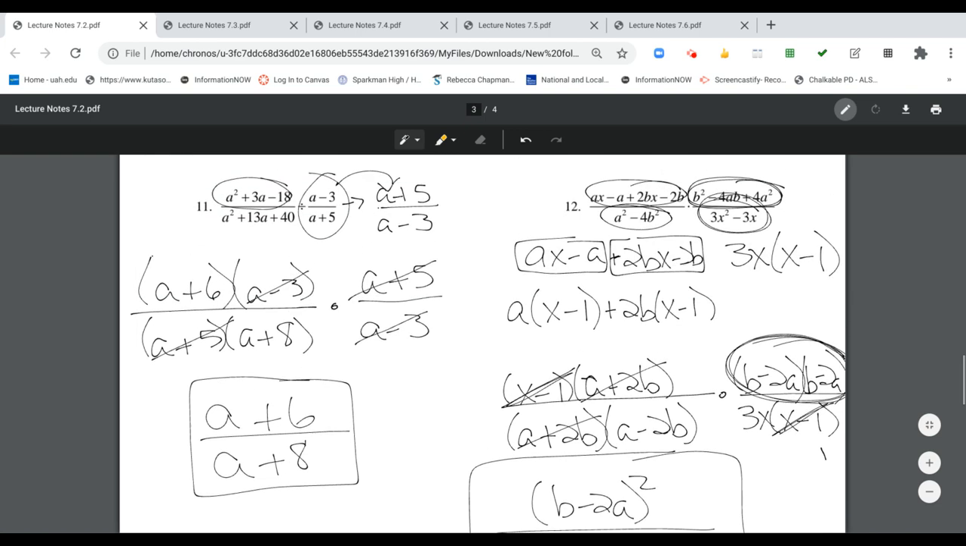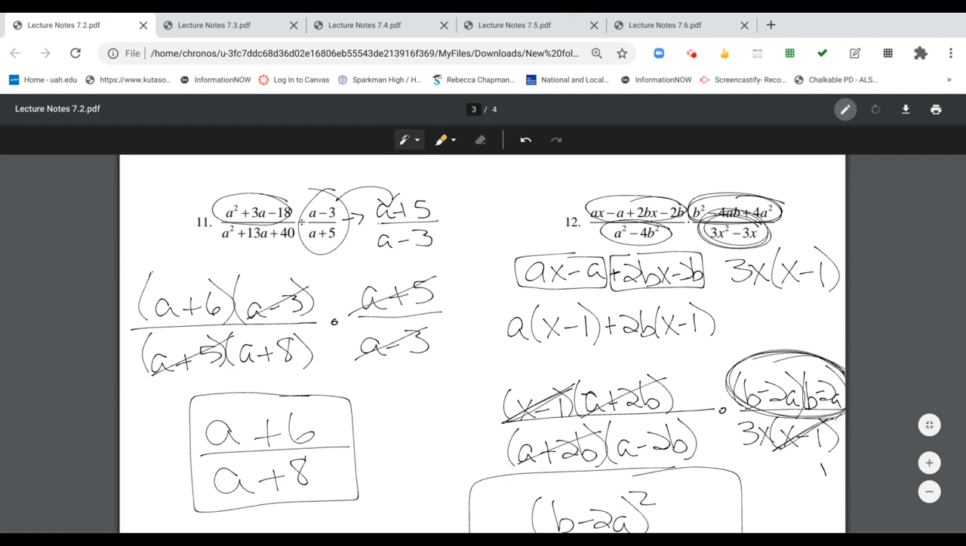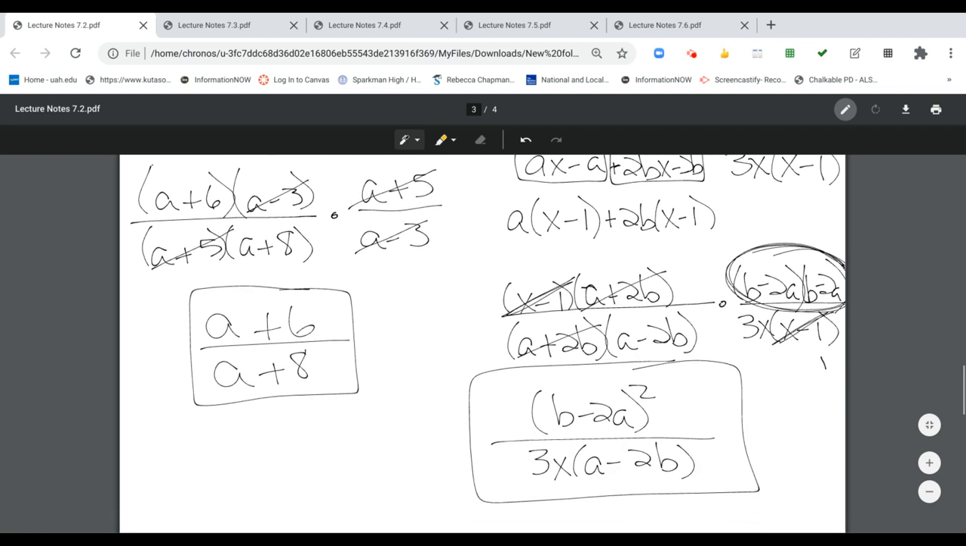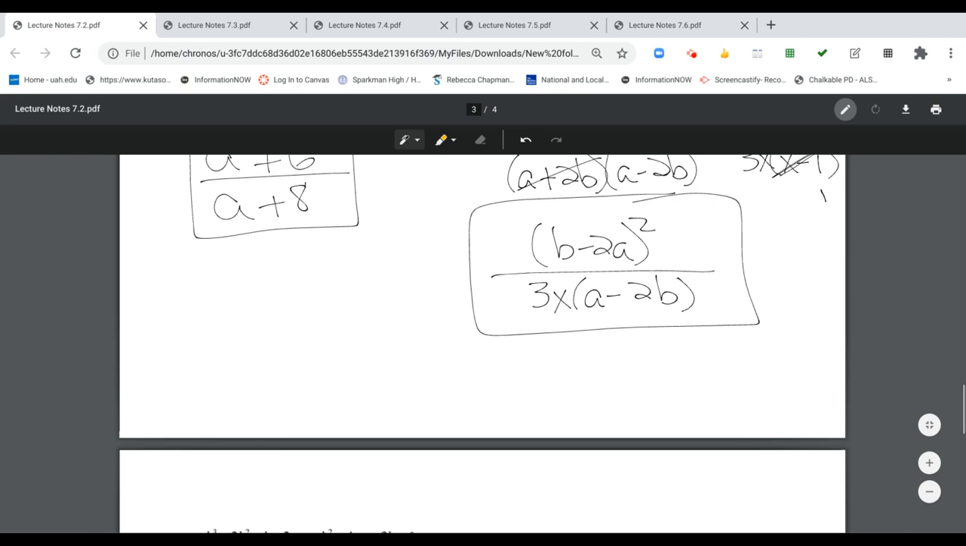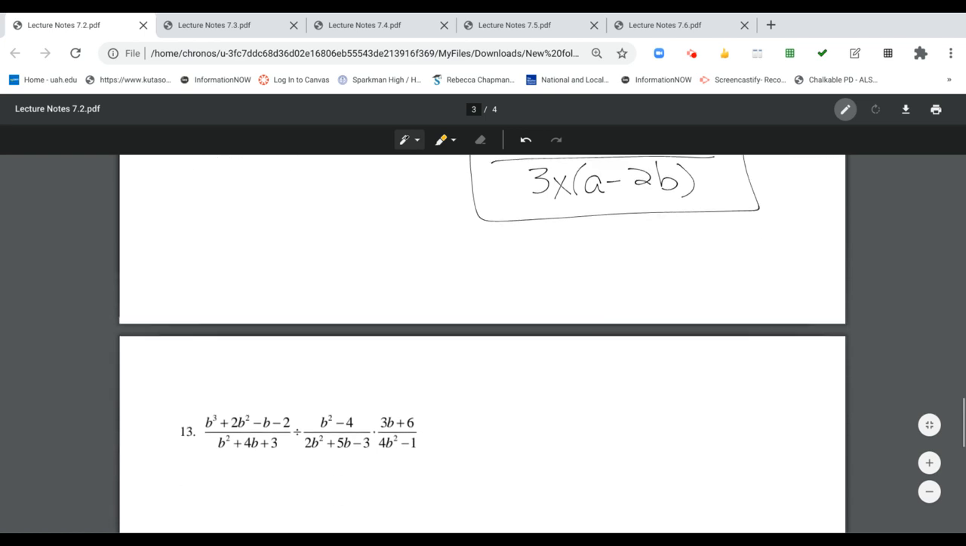So I hope you were able to go back and catch that mistake. I did not factor this part correctly, but now I have, and I have put the correct factors in the right place and canceled everything. So I apologize for my oversight.